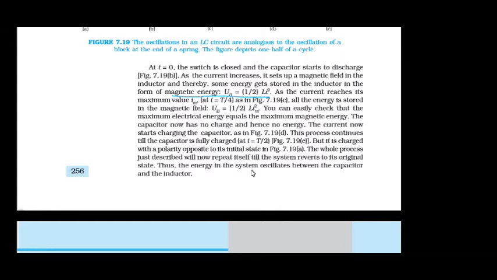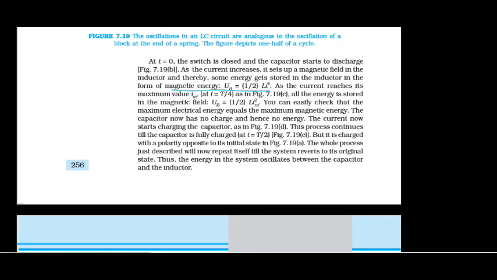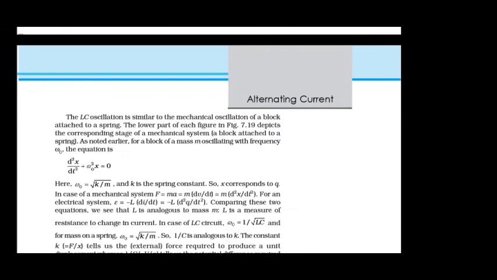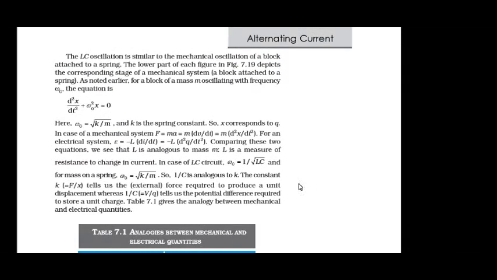till the system returns to its original state. Thus, the energy in the system oscillates between the capacitor and inductor. So, this is an example given with the help of a graph, where they have explained the thing. The LC oscillation is similar to the mechanical oscillation of a block attached to a spring.